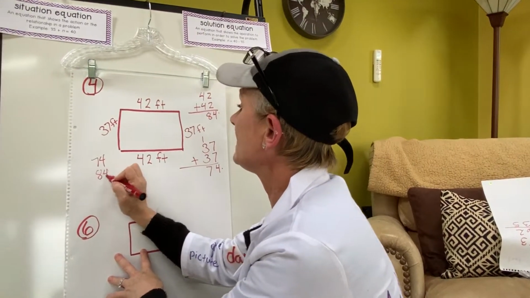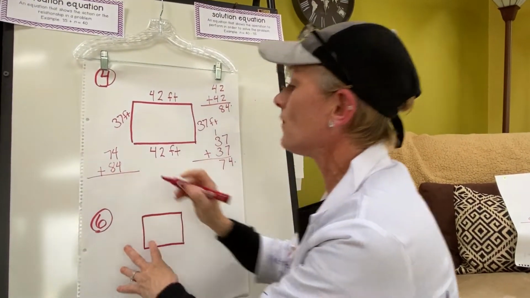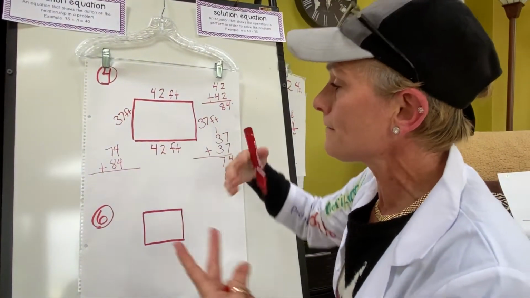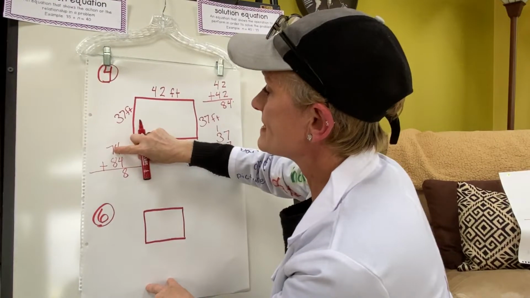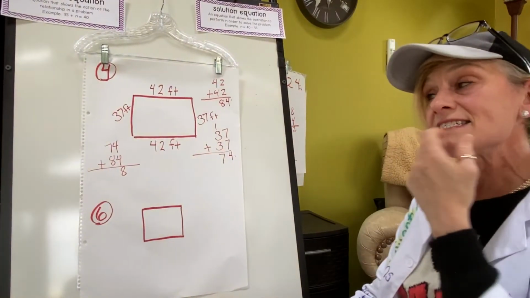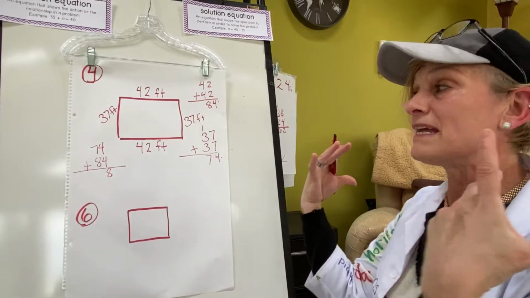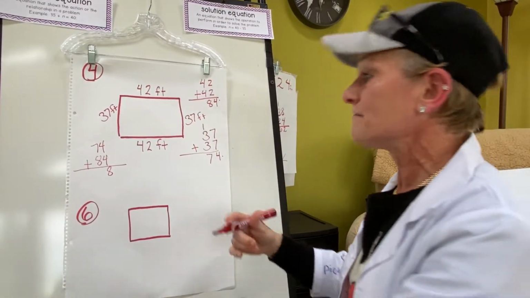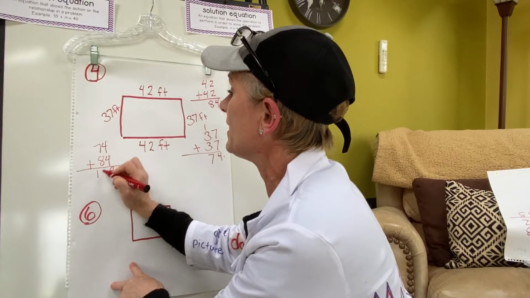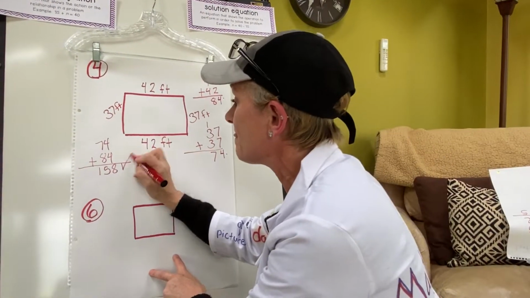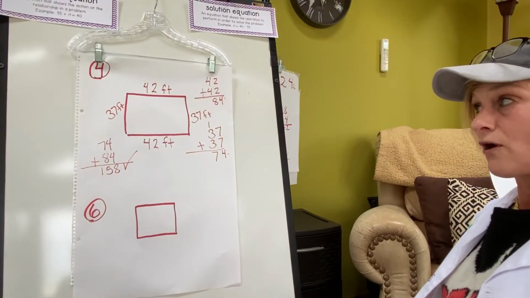74, 84. I can put them in any place I want because I'm adding. Add-ins are flexible. 4 and 4 is an 8. 70 and 80. Again, 7 plus 8. We know that. It's 15. And that would mean it would be 15 tens. 15 tens, 150 plus that 8. 158. That's my answer for number 4.